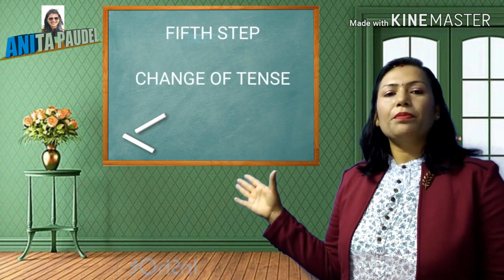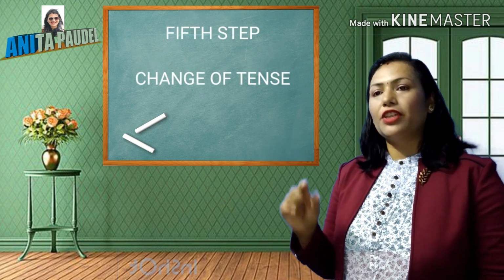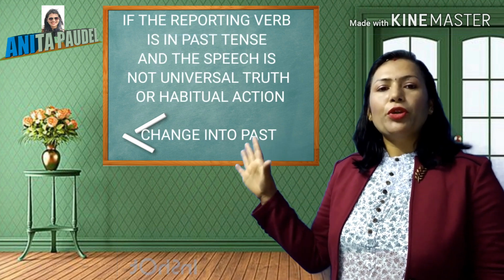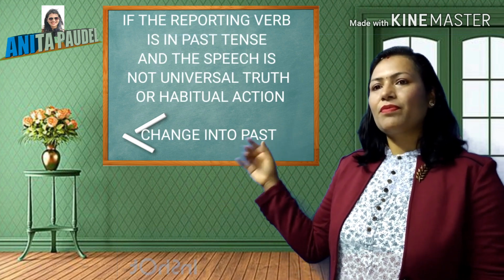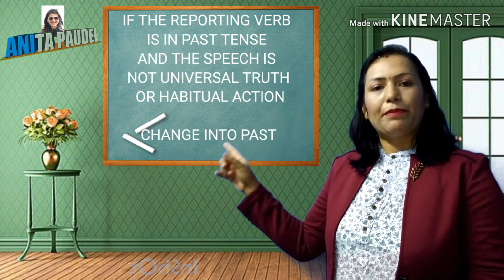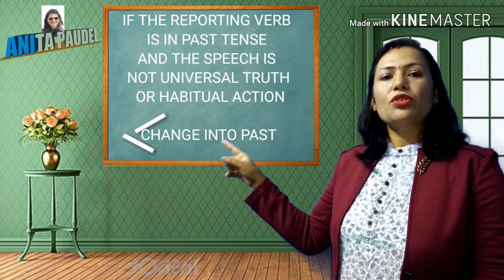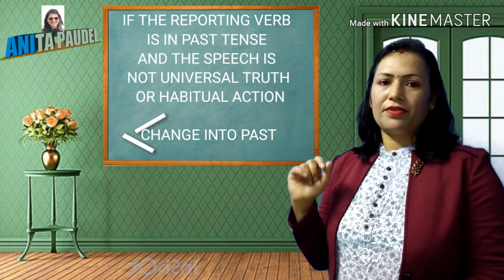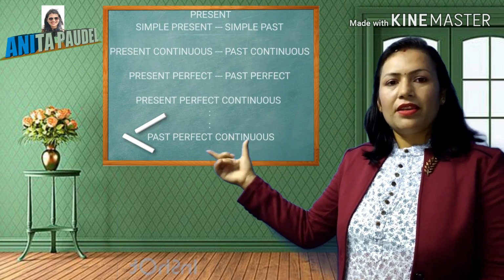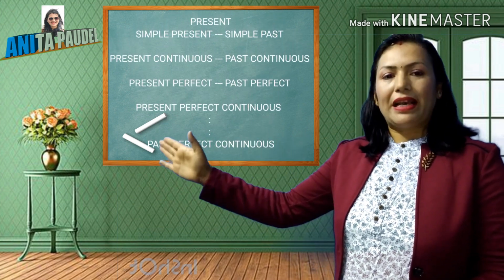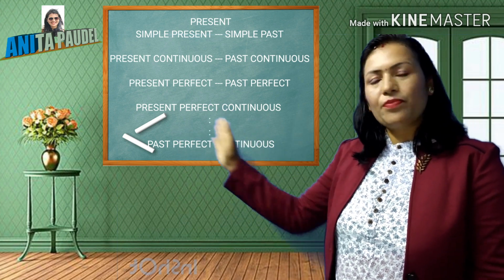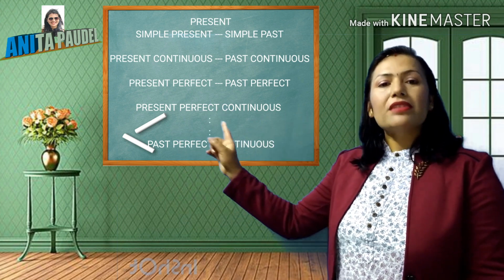Likewise, the next step, the fifth step we need to follow while converting, is change of tense. If the reporting verb is in past and the speech is not the universal truth or the habitual actions, then in that case we need to change the tense into past. For example, if the sentence is in simple present tense, then it must become simple past, whereas present continuous becomes past continuous. Present perfect becomes past perfect.